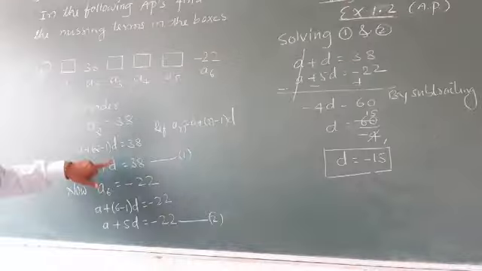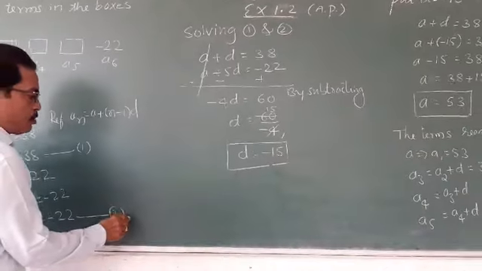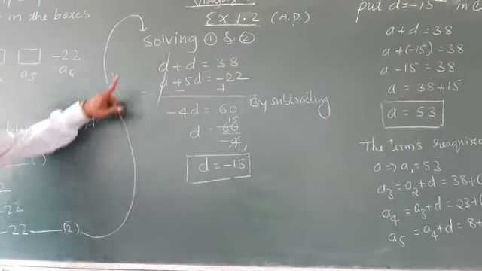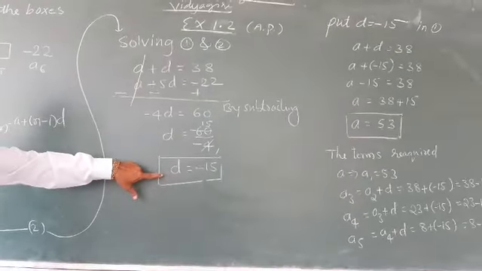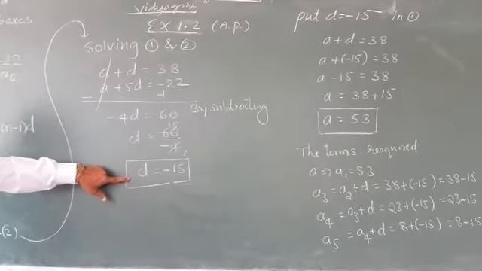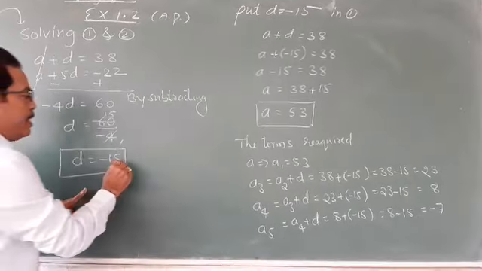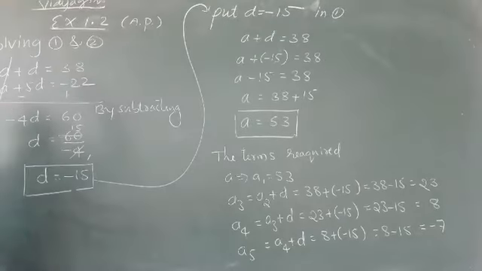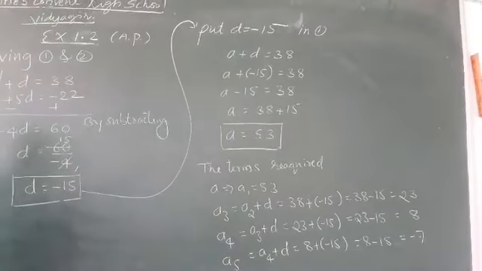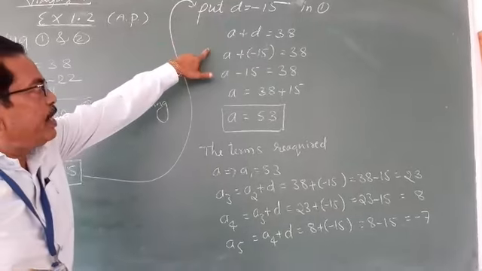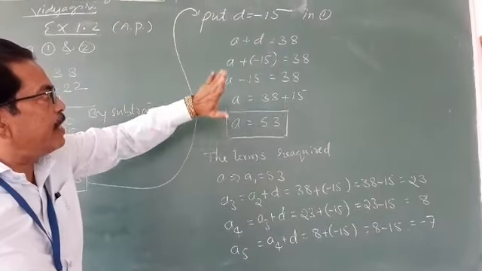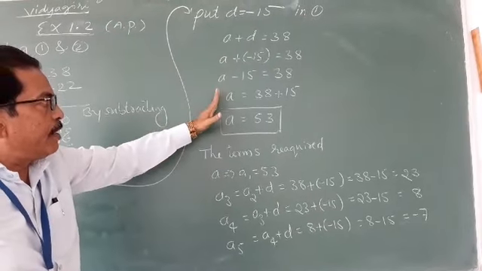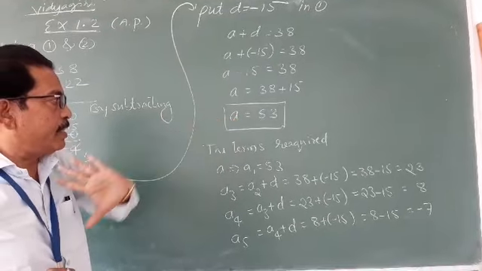See, this one is the first equation. Next we have solved that. Solving first and second, we got d equal to minus 15. Again, the value of d is considered in the equation, that is put d equals minus 15 in equation 1. That equation 1 indicates a plus d equals 38. Minus 15 is the value substituted. The first term a equals 53.